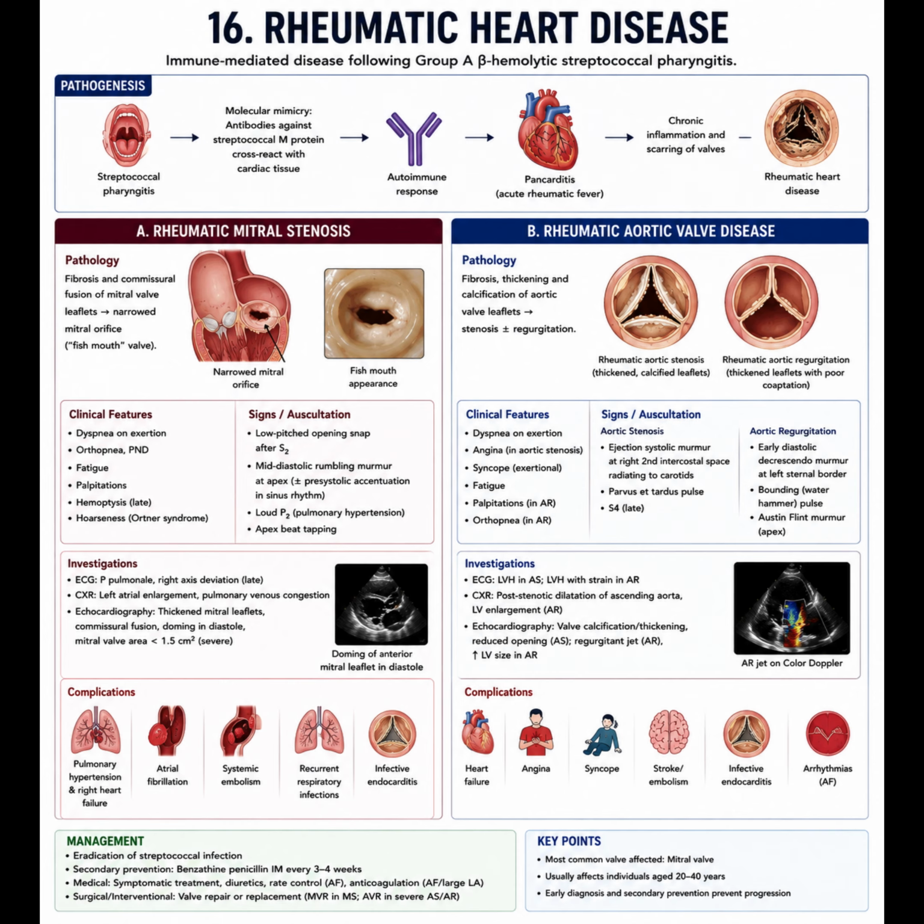Secondly, in rheumatic aortic valve disease, in that fibrosis, thickening and calcification of aortic valve leaflet. Stenosis and regurgitation will be there. ECG shows left ventricular hypertrophy. Chest X-ray: post-stenotic dilatation of ascending aorta with left ventricular enlargement and valve calcification and thickening. Reduced opening will be seen on an echo.